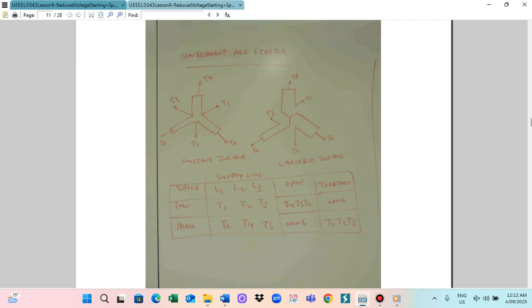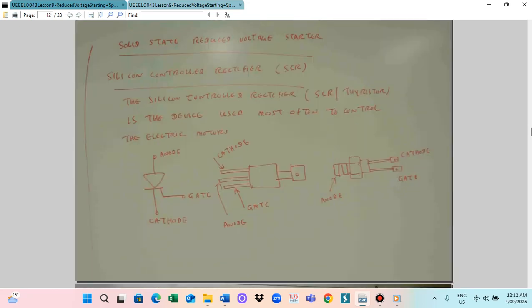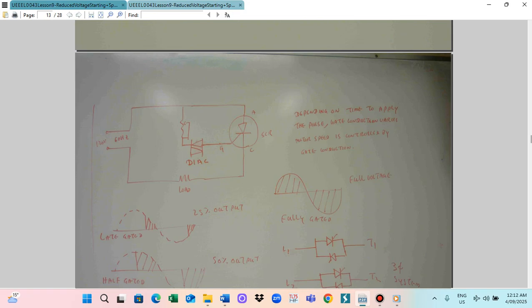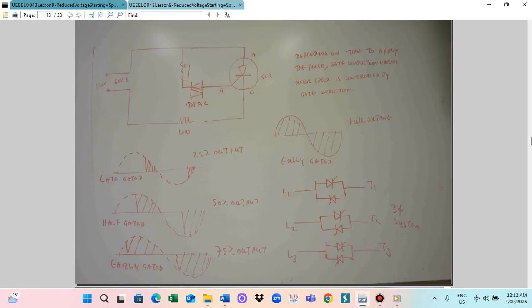In the meantime, we also utilize electronic devices. SCR means silicon controlled rectifier. Silicon controlled rectifier conduction depends on the gate firing signal. When the gate firing is earlier, the motor will get full conduction. When the gate conduction is late, the motor will get a lower voltage. So depending on the gate firing, the motor speed will vary. So this is for the SCR connection.